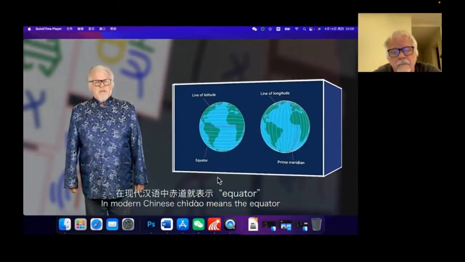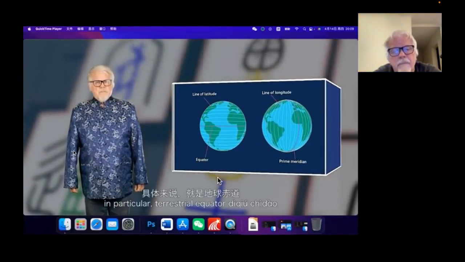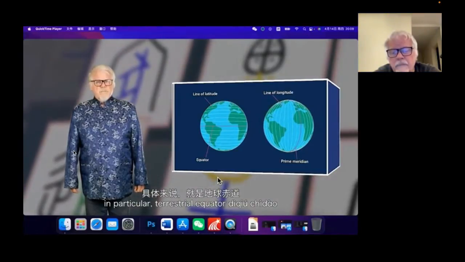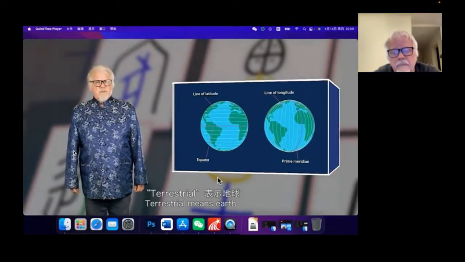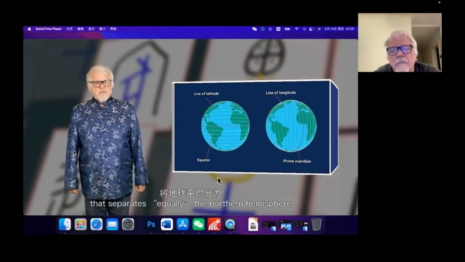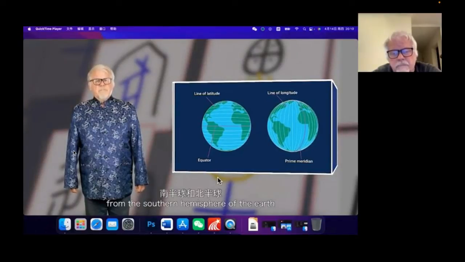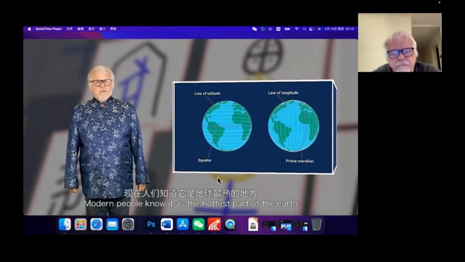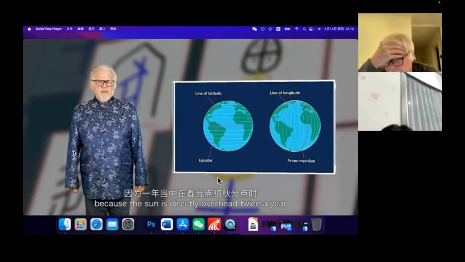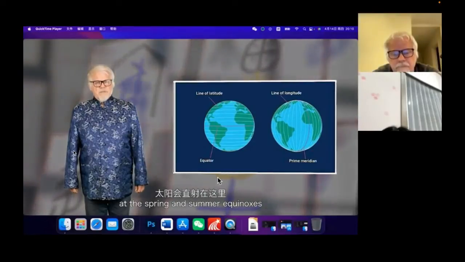In modern Chinese, 赤道 means the equator, in particular the terrestrial equator, 地球赤道. Terrestrial means earth. That is the line on the surface of the earth that separates equally the northern hemisphere from the southern hemisphere. Modern people know it is the hottest part of the earth because the sun is directly overhead twice a year at the spring and summer equinoxes.